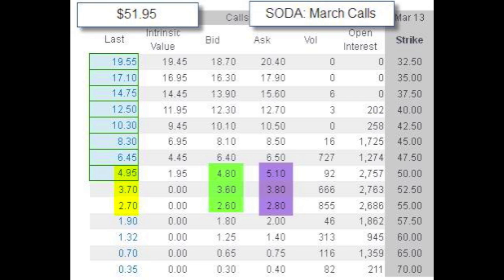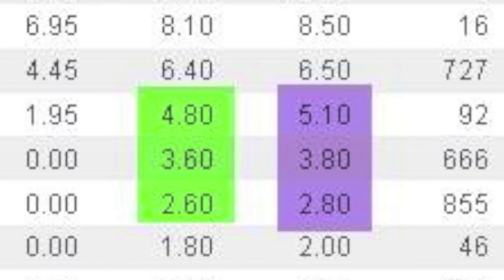Now you'll notice that the last column, the prices are in between the bid and the ask. For example, for the $50 strike, the $4.95 last price is between the $4.80 bid and the $5.10 ask. And this is the case frequently, but not all the time.